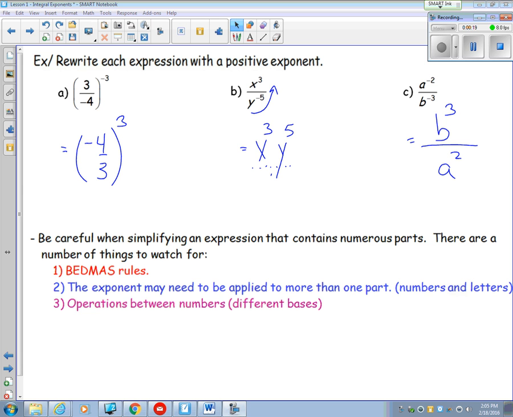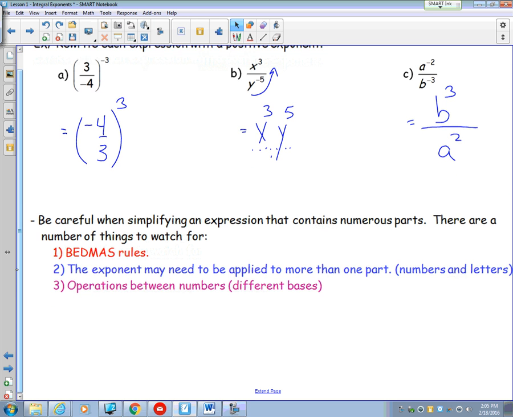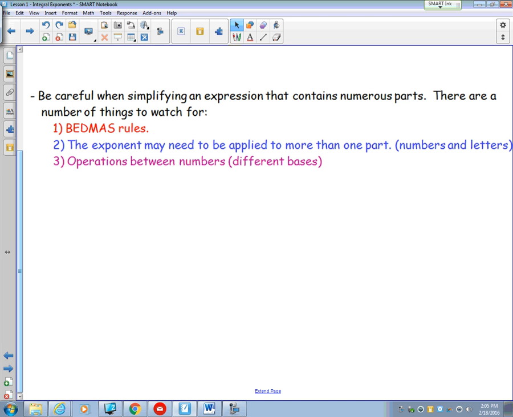Number one, BEDMAS rules. If we can't simplify, we have to use BEDMAS, right? Brackets first. If we see adding, subtracting, BEDMAS might come into play. Number two, you have to apply your exponents to things inside the brackets. There may be more than one part. There might be numbers and letters. And you have to be careful with operations between numbers. If there's different bases, back to BEDMAS. Our exponent rules only work if our bases are the same.